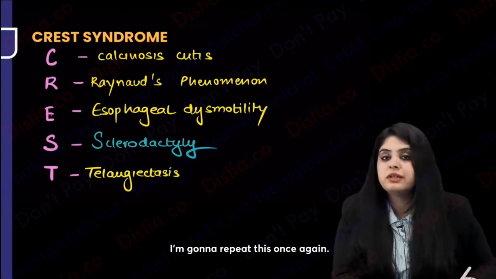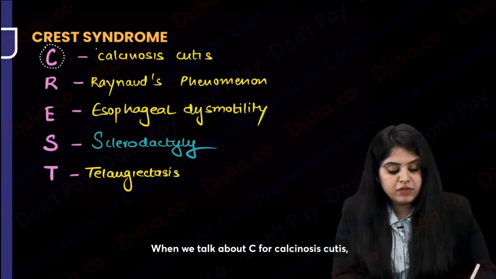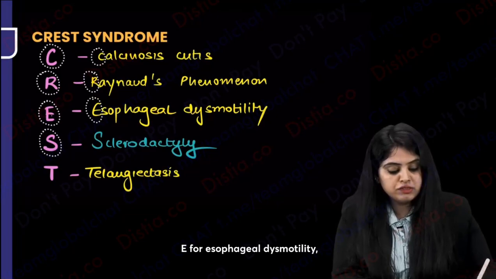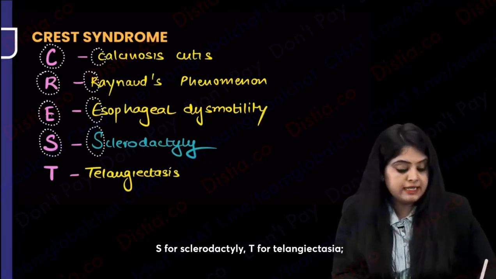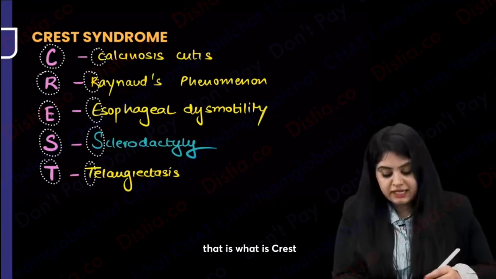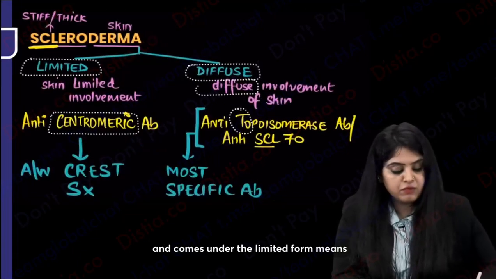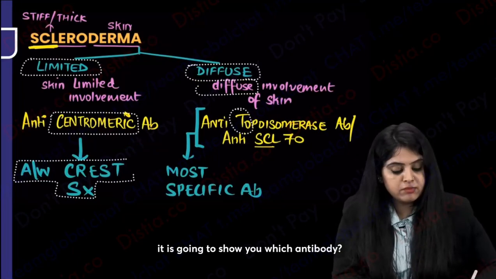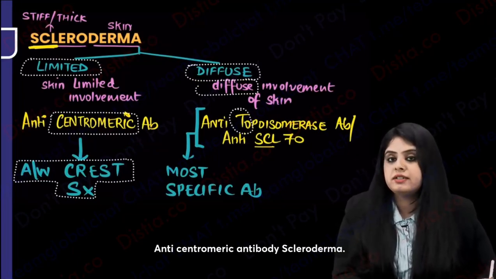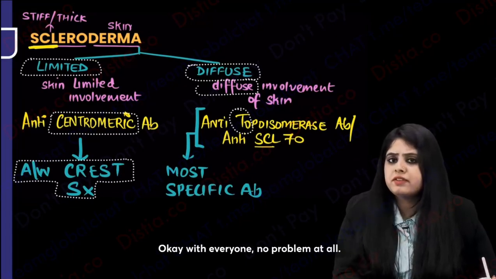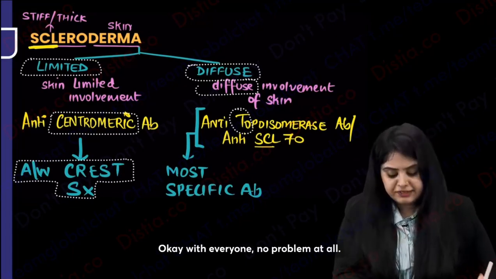I'm going to repeat this once again. When we talk about C for calcinosis cutis, R for Raynaud phenomenon, E for esophageal dysmotility, S for sclerodactyly, T for telangiectasia. That is what is CREST and comes under the limited form, means it is going to show you which antibody? Anti-centromeric antibody. Scleroderma okay with everyone? No problem at all? Yes?